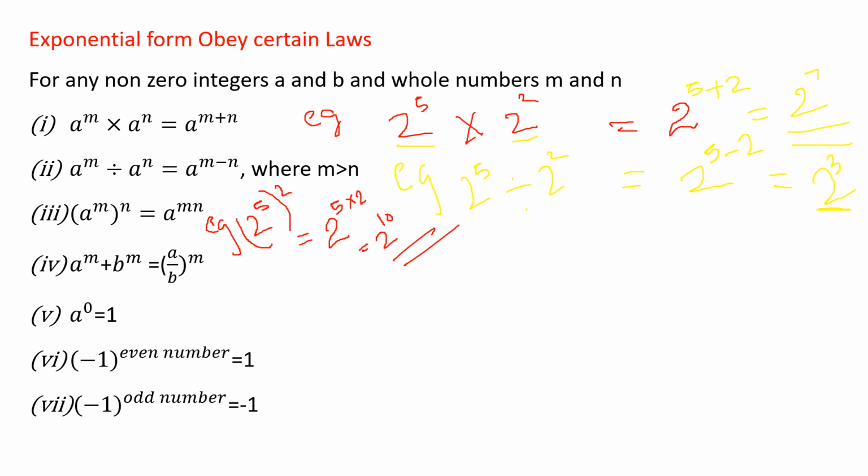Now we learn the fourth one. What is the fourth formula? A power m plus b power m. Here the two integers are different. One is a, one is b. That means a can be 2 and b can be 5, 6, 7 or any other number. So A and B are different numbers but the power is same. Then how will you apply the formula? The formula is A by B the whole power n. I'll explain with an example.